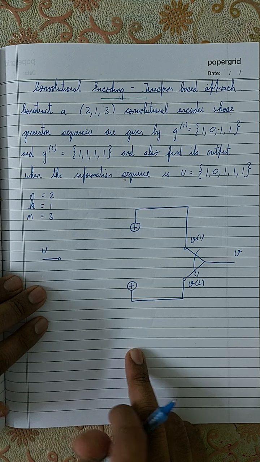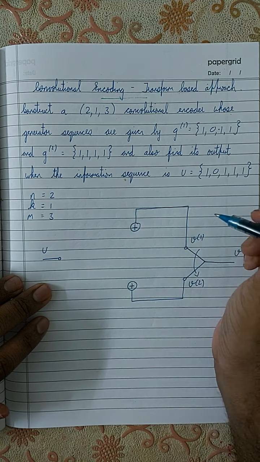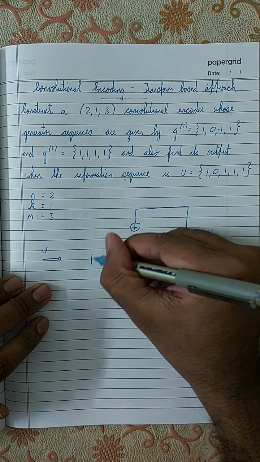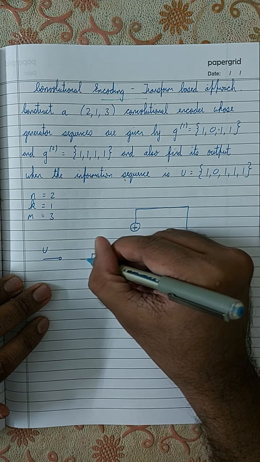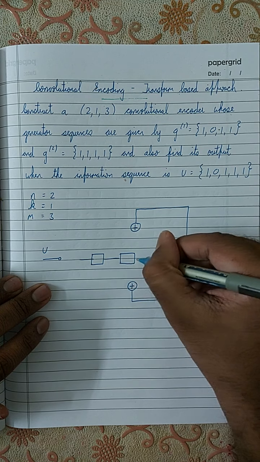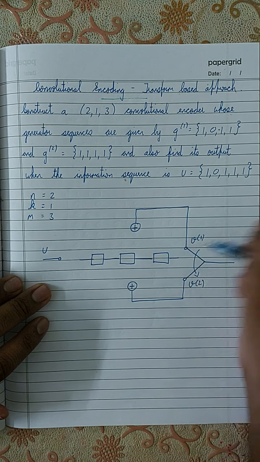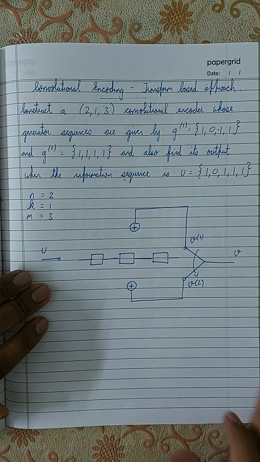And how many shift register blocks will there be? There will be 3 of them. So I'm going to draw the 3 of them like this: 1, 2, and 3. That's it. The 3 shift register blocks.